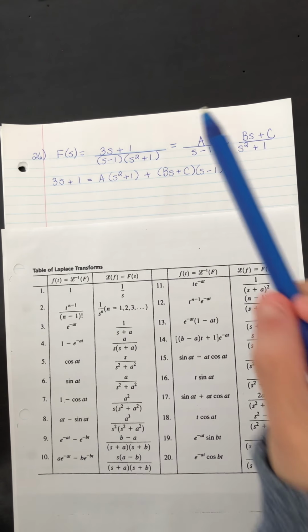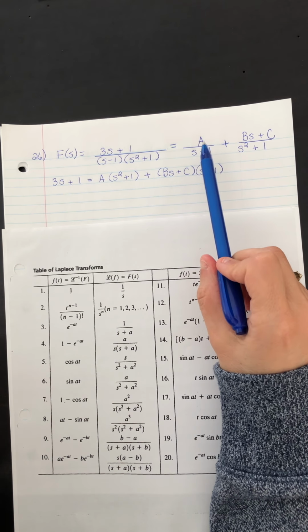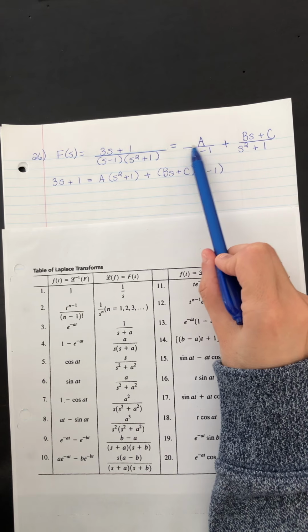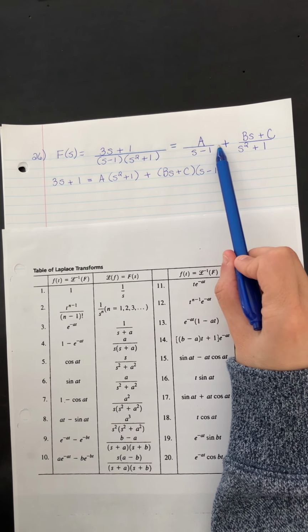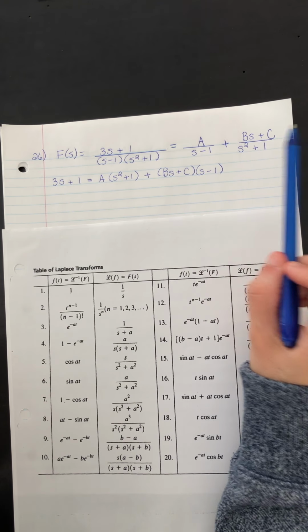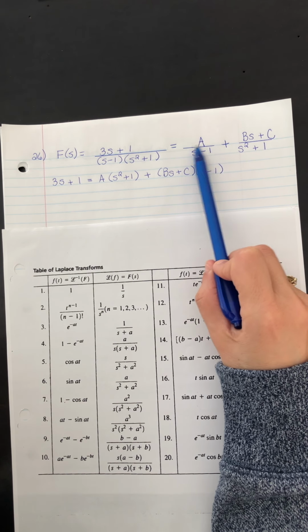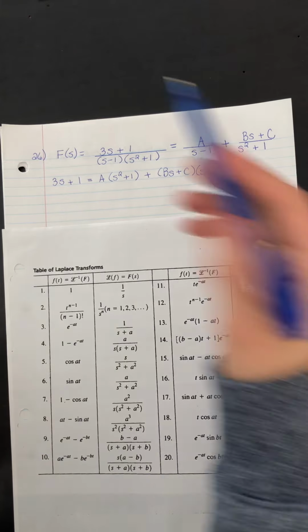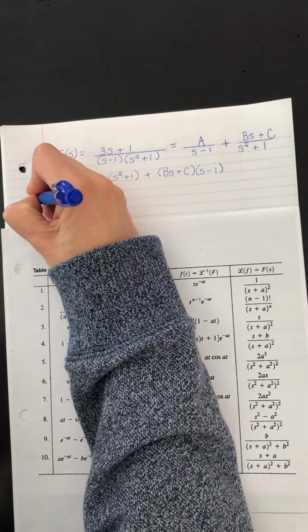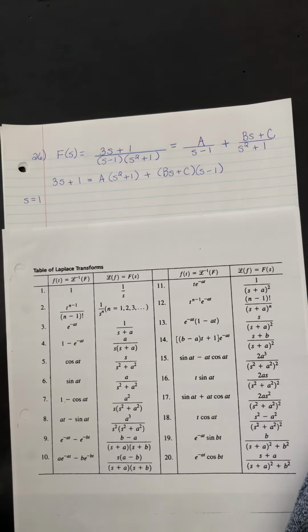Then you might remember here we would start by substituting the roots. So what values of s can make these denominators equal to 0? Well, right here, s equals 1 would make this denominator 0. So that's what we begin with. We substitute s equals 1. It's called the root.